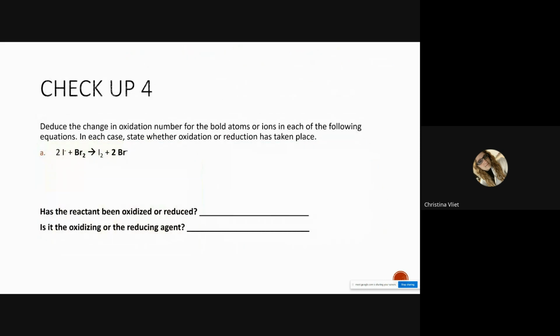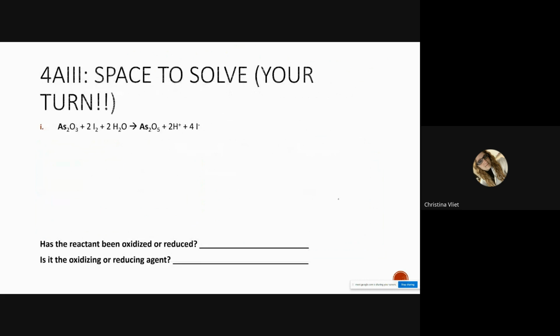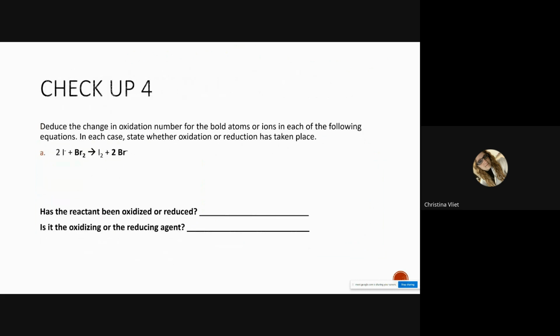All right, so let's take a look at some practice questions for readout. And then I'm pretty sure we have some paper questions coming up yet. So, first one, from the textbook: deduce the change in oxidation number for the bolded atoms. And for that specific process, is it oxidation or reduction? And is it the oxidizing or reducing agent? So let's take a look at the first one. Bromine is bolded. So what is the oxidation number for Br2?